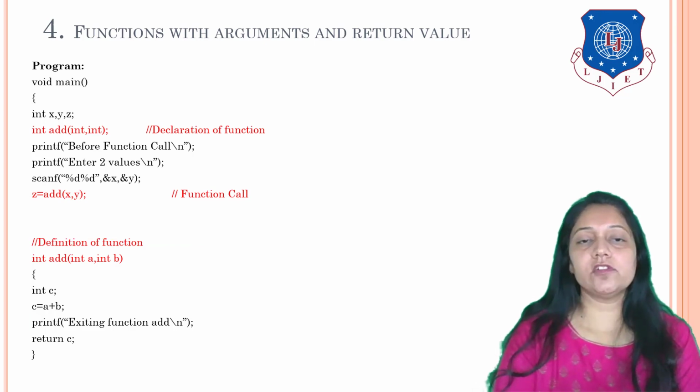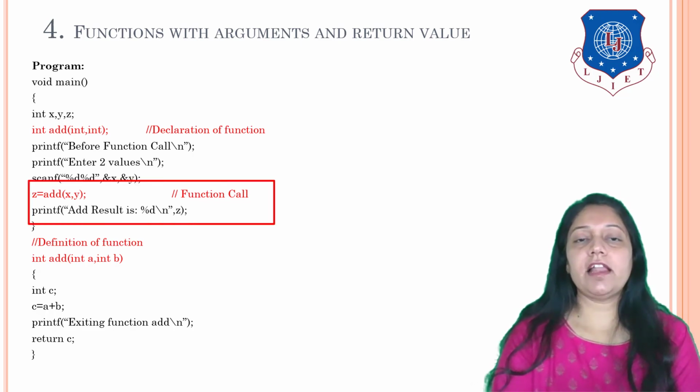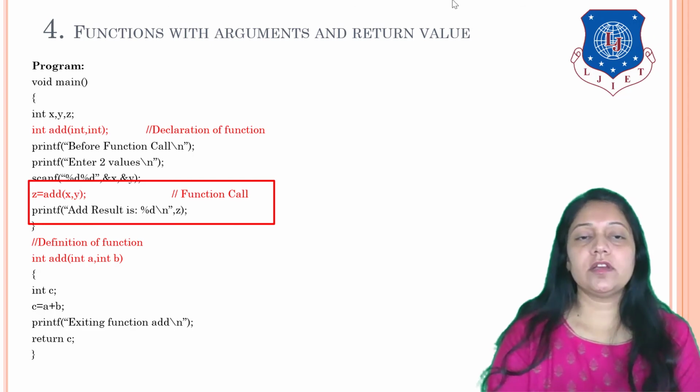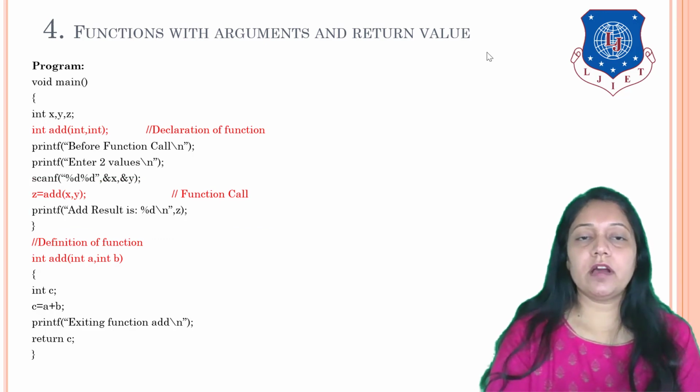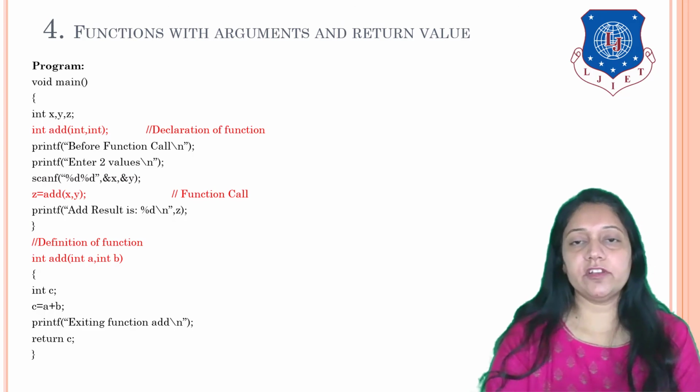You can return a also, you can return b also, but my motive is to return the result of the addition of the two variables. So return c. So this c value will go and it will be stored in z. And now I'm displaying the value of z inside main. So I'll get the result of a and b. So you can see here that I'm getting the values of x and y in main, but the addition operation I'm doing in the function add, and the result I'll get through the add function only.